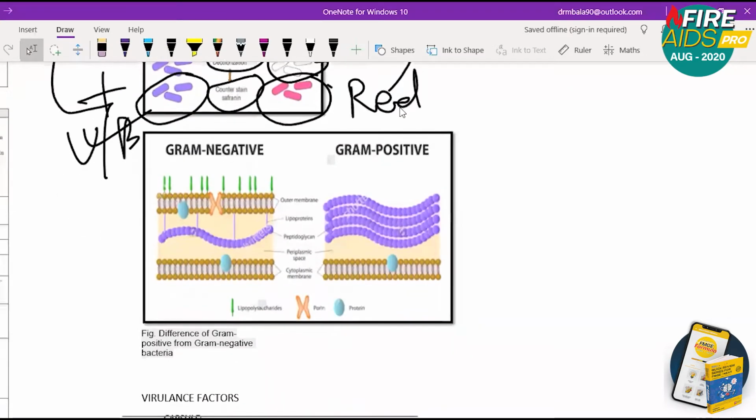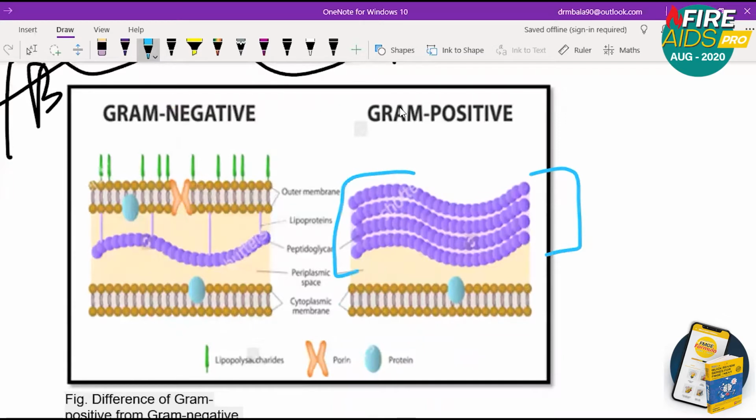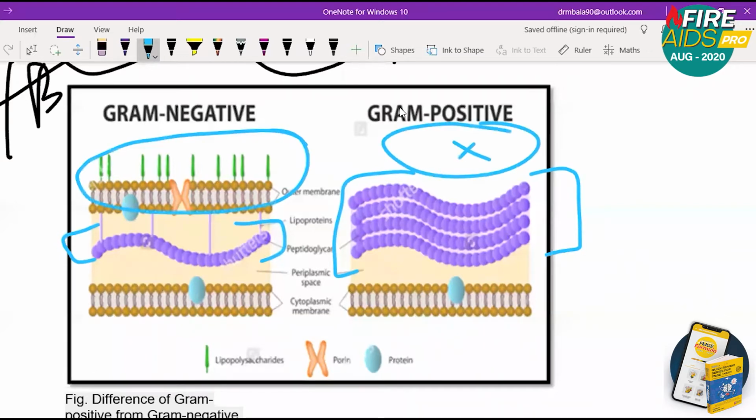Now the reason this is happening is, if you look at the peptidoglycan layer given here, gram positive has a thicker peptidoglycan layer compared to gram negative. So it retains the color very well. That is the main difference I want you to emphasize. Then gram negative has an outer membrane, whereas gram positive does not have an outer membrane. If you at least know these 2 points, that should be fine enough.